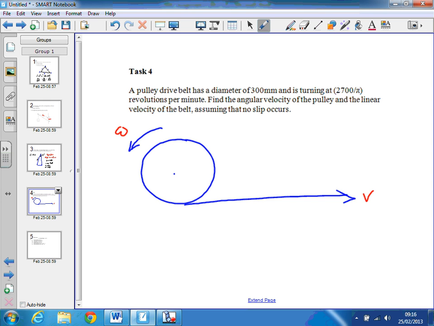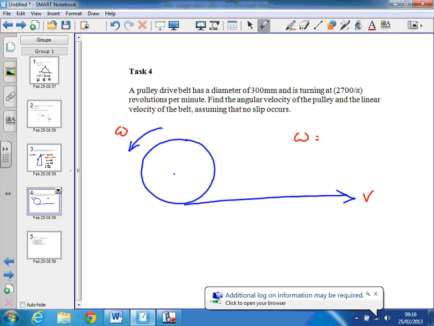Anybody know a formula that might be useful? Any other formula that might be useful? There's one in particular that relates angular velocity to linear velocity, and that is that V equals omega R. So if I know the radius of rotation of this thing, then there's a direct relationship between the angular velocity and the linear velocity. So that might well be a useful formula.